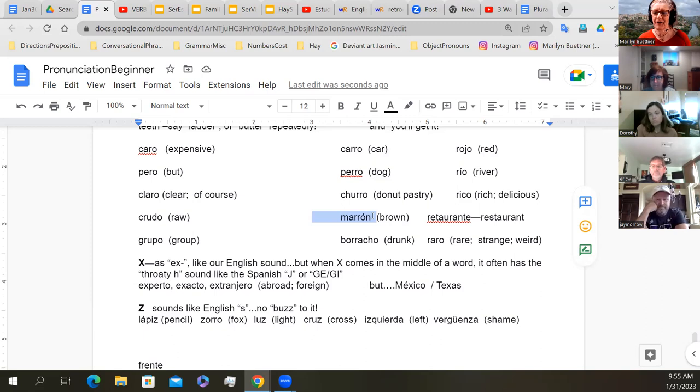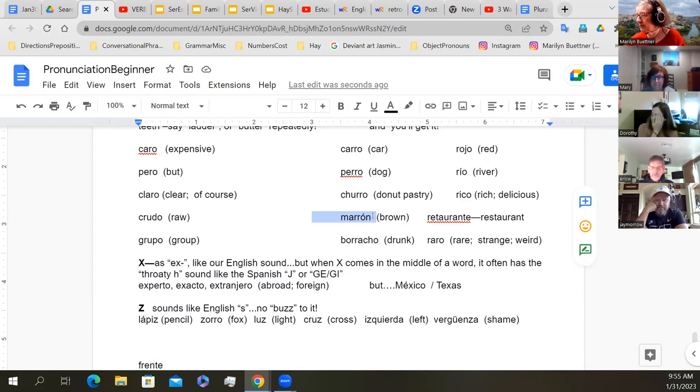Why? Well, okay, it's a regional thing. You go to Mexico, people prefer the word café or color de café for brown. That's what they prefer. But a lot of other countries, parts of Colombia, Spain, some other areas will use this word for brown, marrón, marrón.